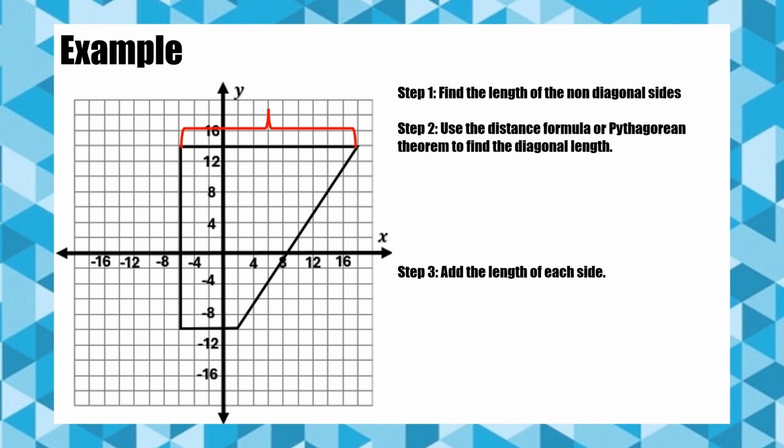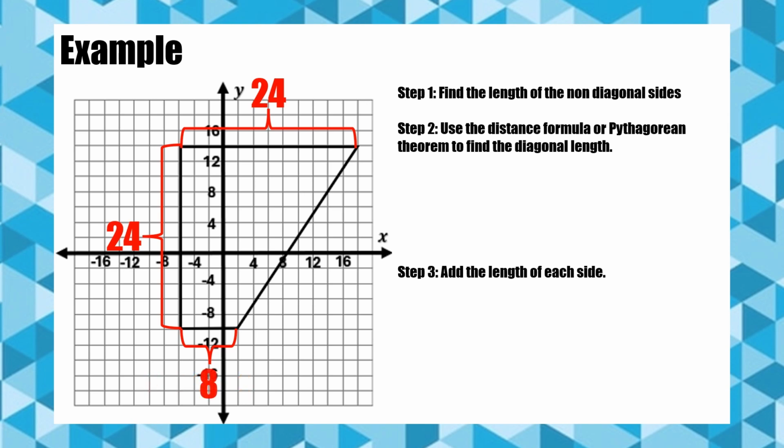For the left side, we will need to find the vertical distance, so we will subtract the top point from the bottom point, which will be 14 minus -10, which is 24. To find the length of the bottom side, we will subtract the right point from the left point, so 2 minus -6, which is 8.